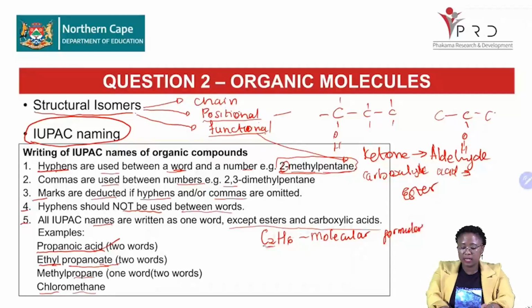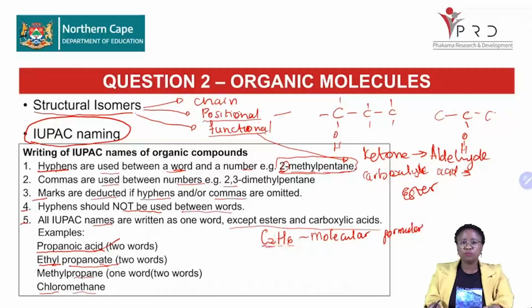The elements in the compound are carbon and hydrogen. How many atoms of carbon do I have? 2. How many atoms of hydrogen do I have? 6. So that is the molecular formula. When the examiner says write down the molecular formula, you know exactly what you are writing down.